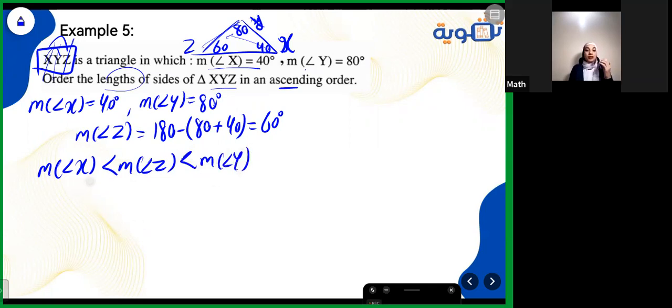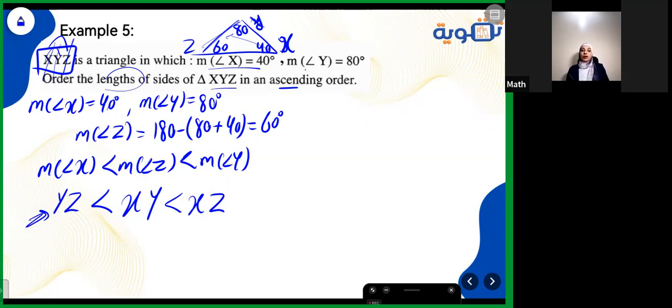Then the side opposite to X, you can see it from the drawing, or you can say it as I told you now, the missing letters. Remove X, now you have YZ. Less than, remove Z, it will be XY. I don't need to think even for this one. For Y, the opposite side will be XZ. So now I have ordered the side lengths according to the angles, in ascending order.